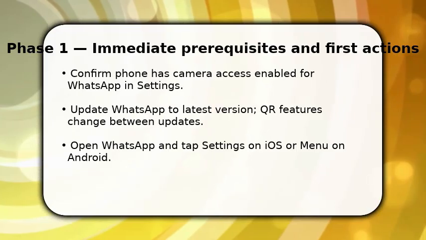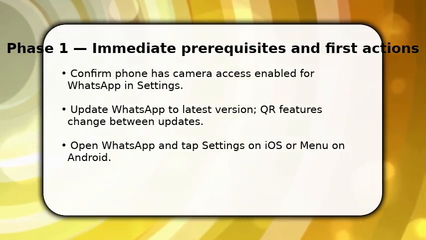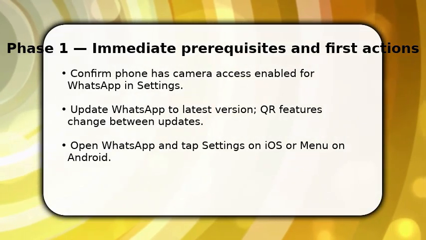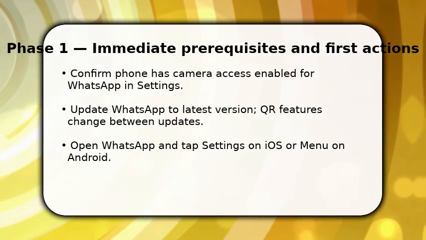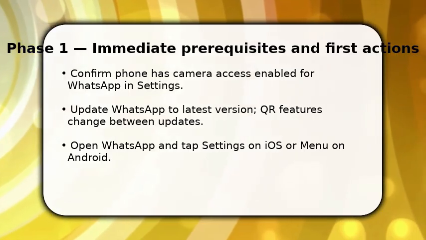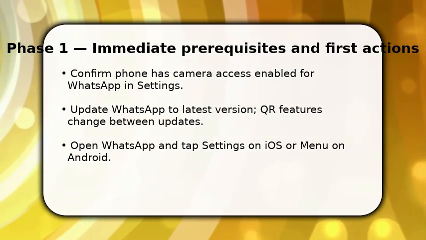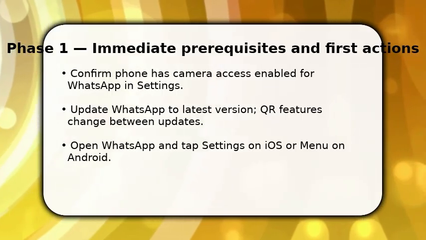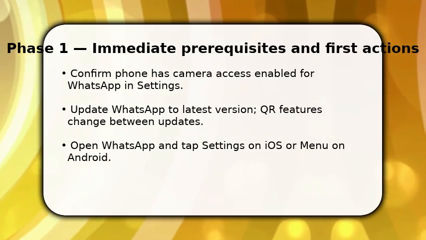You start by preparing the essentials. Make sure WhatsApp is updated and the app has camera permission. Once done, open WhatsApp and navigate to Settings. On Android, tap the three dots. On iPhone, tap Settings at the bottom. Now, look for the linked devices or QR code option immediately. This is where scanning begins.